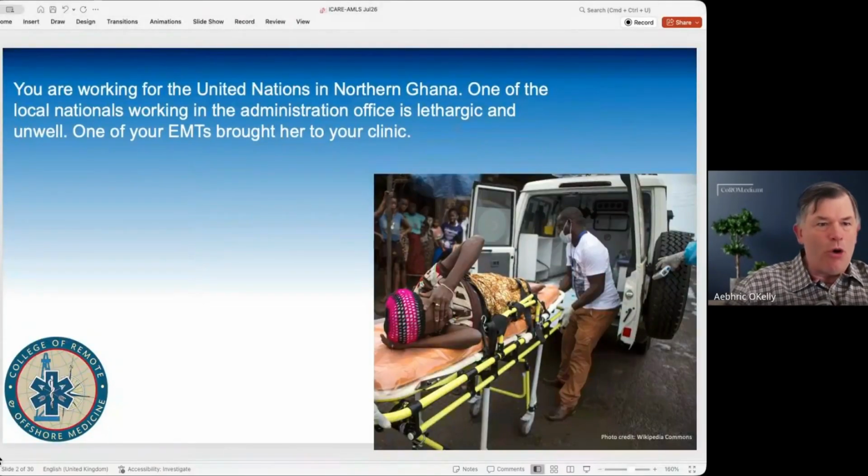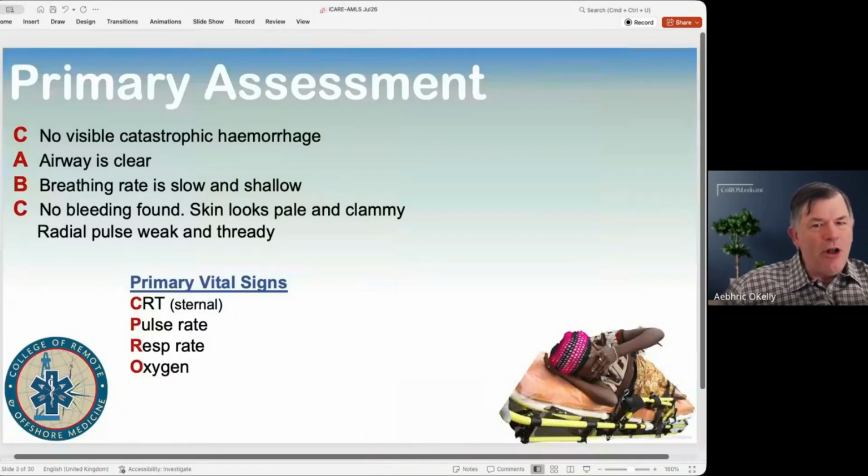So you are working for the UN. You're a medic in northern Ghana. One of the local nationals working in the admin office is found lethargic and unwell, and one of your EMTs brings her into your clinic. So at the college, we do our CABC just like everyone else.